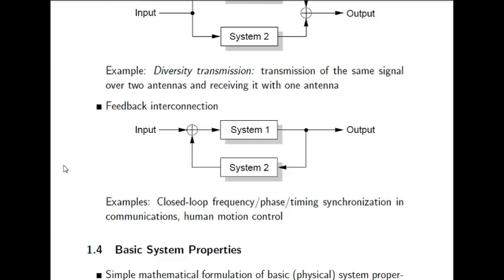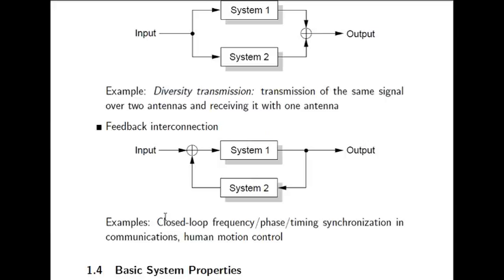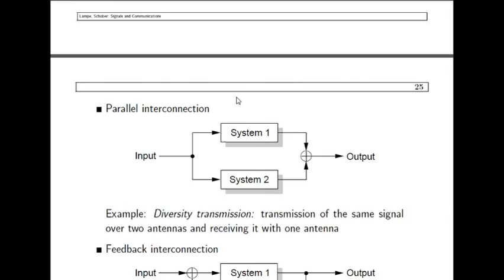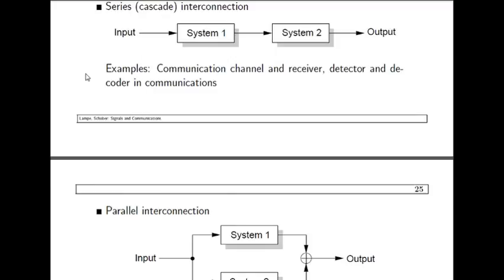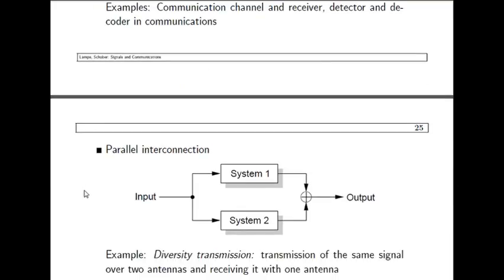The examples of feedback interconnection are closed loop frequency, phase timing synchronization in communication, and human motion control. Examples are just for your knowledge, they are not so important. But you need to remember all these block diagrams for different connections. You can be asked to create a series interconnection of these systems, or create a parallel interconnection of these systems.